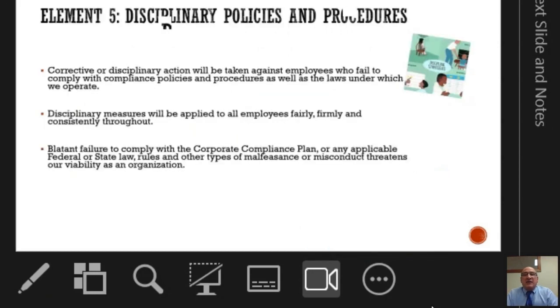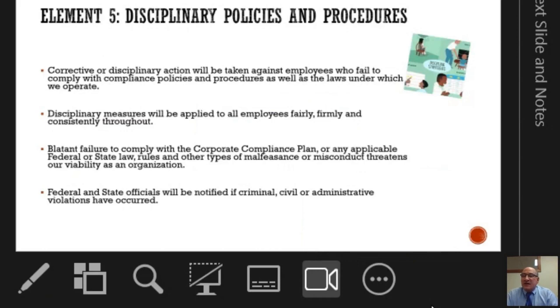Okay. Element number 5, disciplinary policies and procedures. Going back to that teeth emoji, we have to have teeth in our plan, and our Medical Health Associates compliance plan has teeth. And frankly, it's a function of the issue at hand. It may come down to just retraining or having a discussion, or worst case is to blatantly fail to comply with the rules, in which we could lead to misconduct and getting the law involved. And hopefully, knock on wood, I've never had that issue, and we want to avoid that.